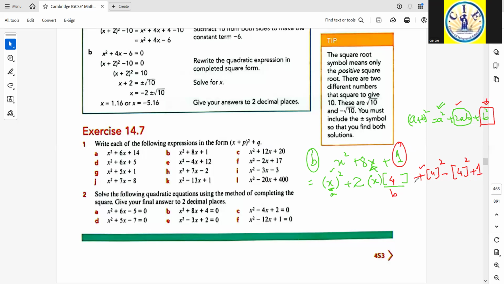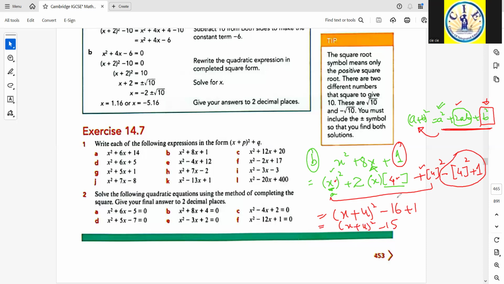From this, now these three terms would complete the square as in the case of this identity. So that will give us a plus b whole squared. In this case, a is this x and b is this 4. So we can write it down x plus 4 whole squared. And finally, we are left with these two terms, which are negative 16 plus 1, which is negative 15. So that completes the question.